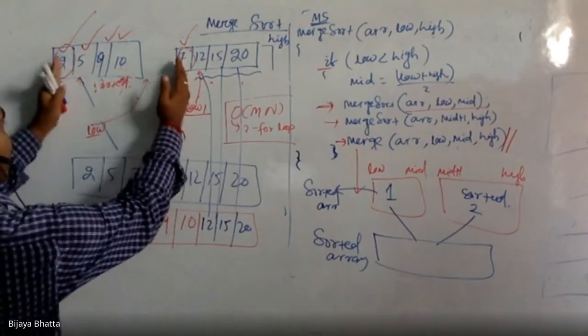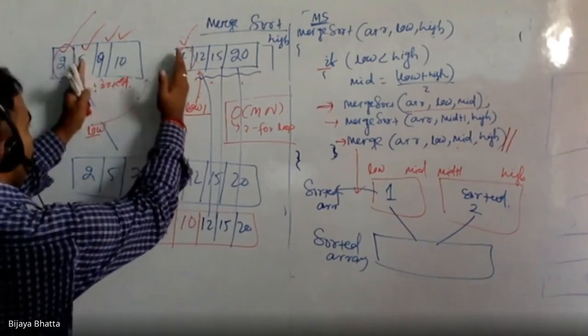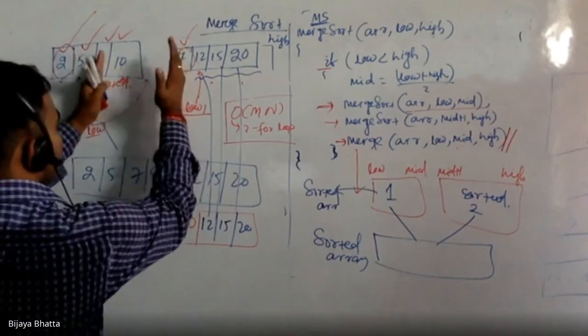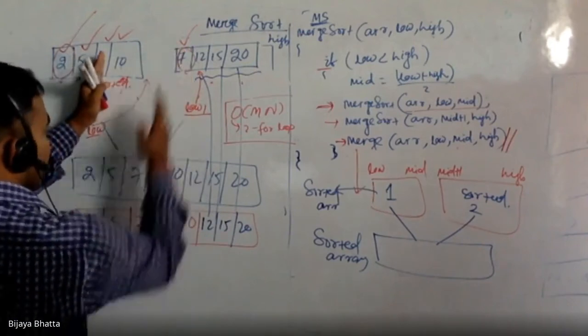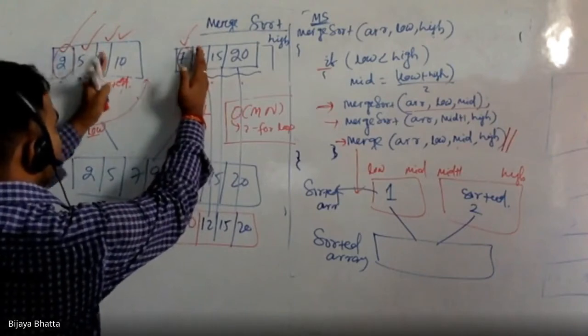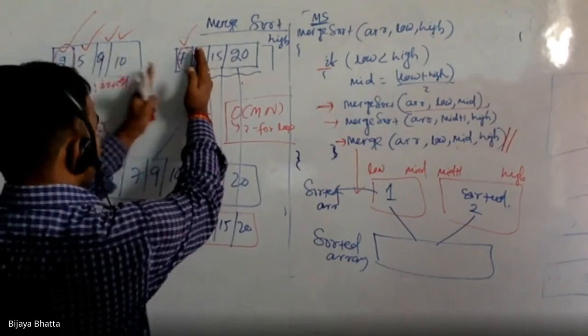Whoever is smallest, like this is the smallest, copy it to here and move this pointer. Again compare, smallest, put it here. Again compare, 7 is smallest, put it here. Again compare, move it. Now compare who is the smallest. 9 is smallest, put it and move it. 10 is smallest, now put it, move it.